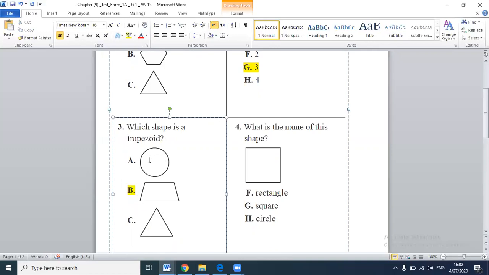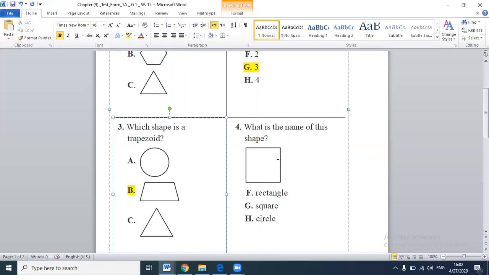What is the name of letter A? What is this shape? Circle. Yes, excellent, Ahmed. What about C? How many sides does a circle have? Zero. Yes, Hussein. Okay. Ahmed, what is the name of the shape of letter C? Triangle. Excellent, Ahmed.